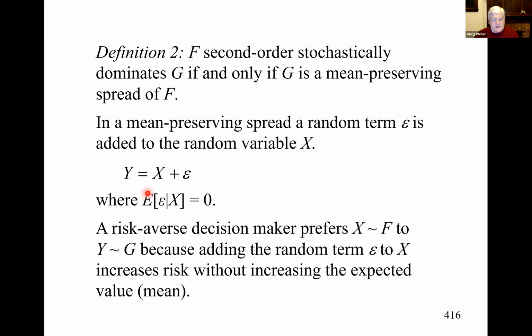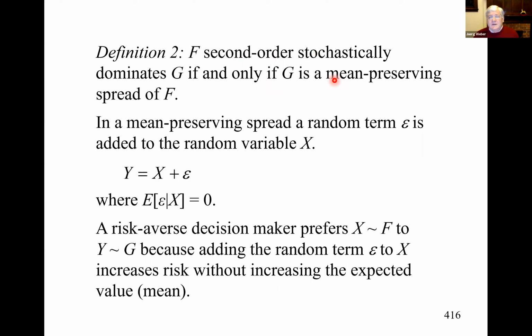I assume here that the covariance between x and epsilon is actually 0. So the epsilon movements do not counteract the x movements. Okay, so that's a mean preserving spread. So F second order stochastically dominates G if and only if G is a mean preserving spread of F.